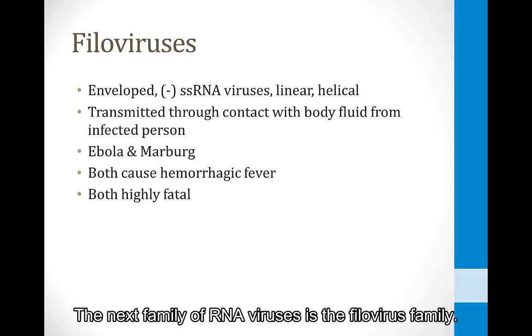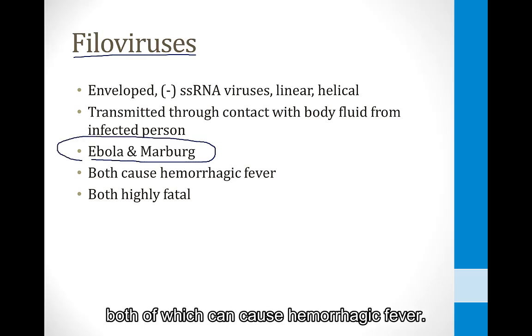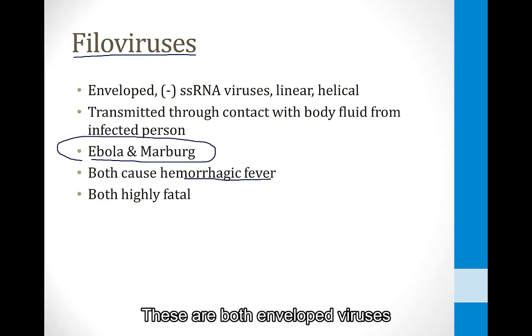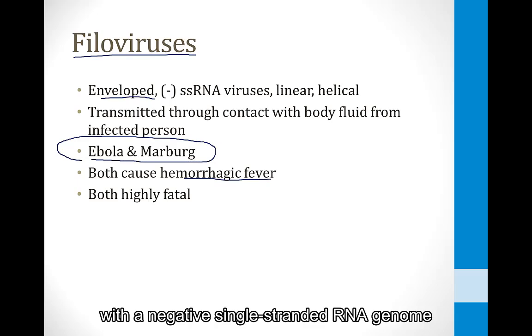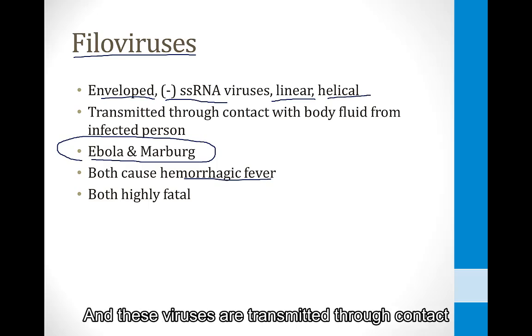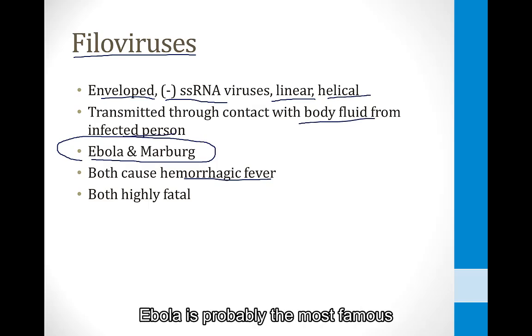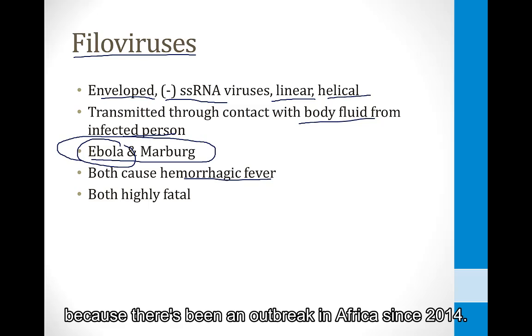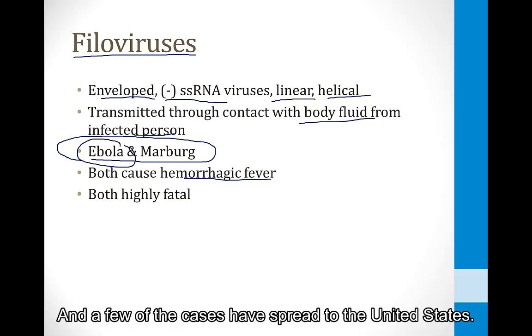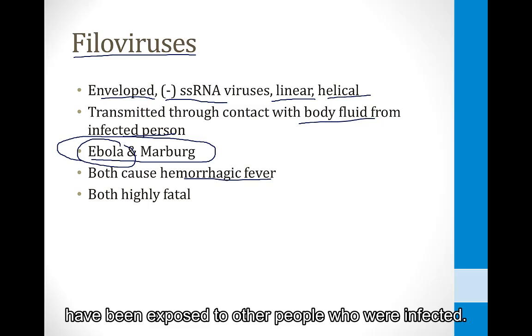The next family of RNA viruses is the filovirus family. There are two important viruses in this family, the Ebola and Marburg viruses, both of which can cause hemorrhagic fever. These are both enveloped viruses with a negative single-stranded RNA genome that is linear with a helical capsid, and these viruses are transmitted through contact with the body fluid from an infected person. Ebola is probably the most famous because there's been an outbreak in Africa since 2014, and a few of the cases have spread to the United States, and most of the people who have become infected have been exposed to other people who were infected.